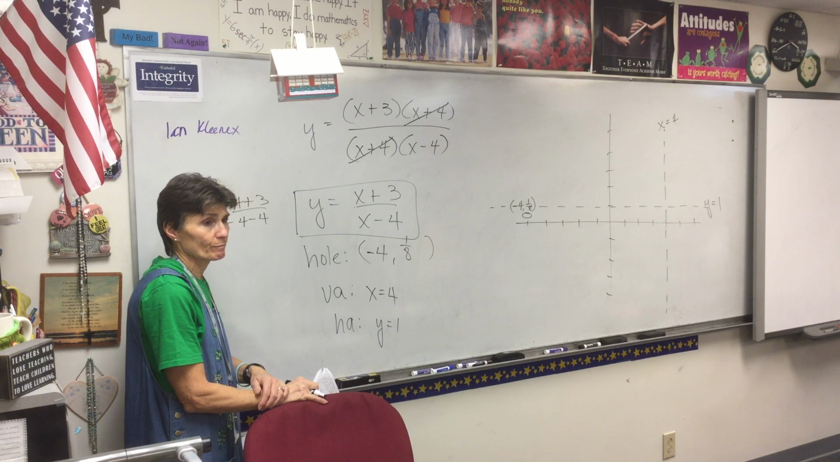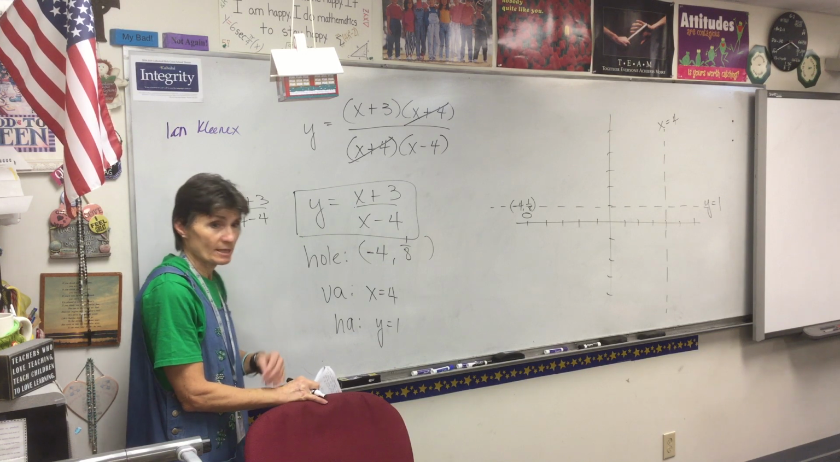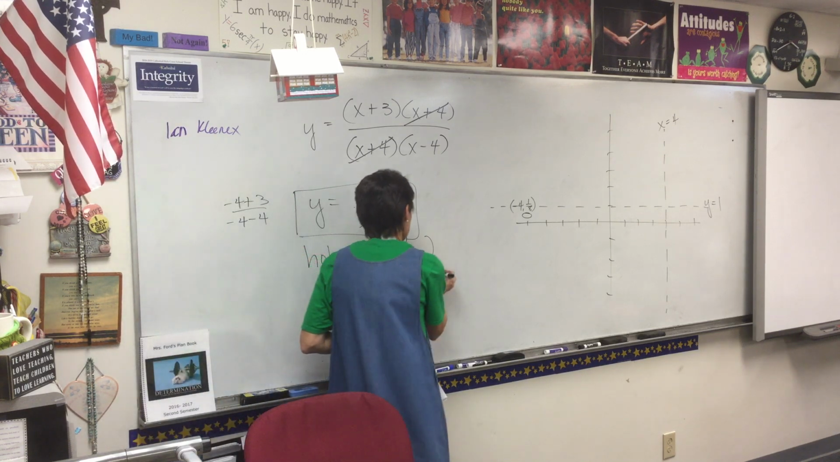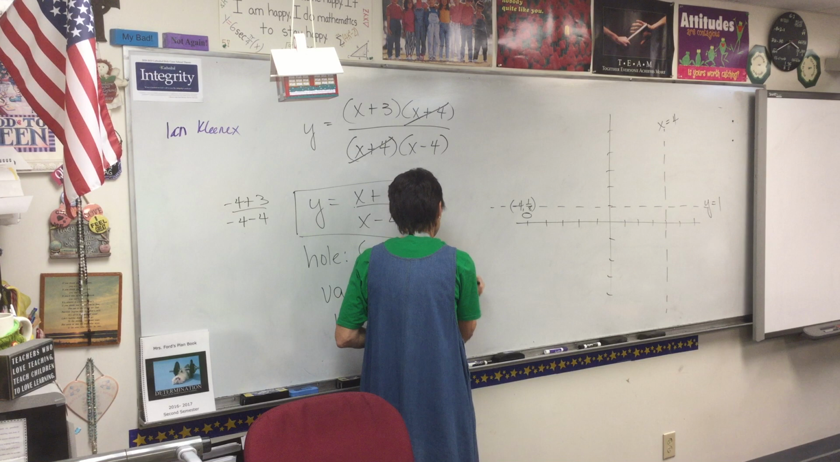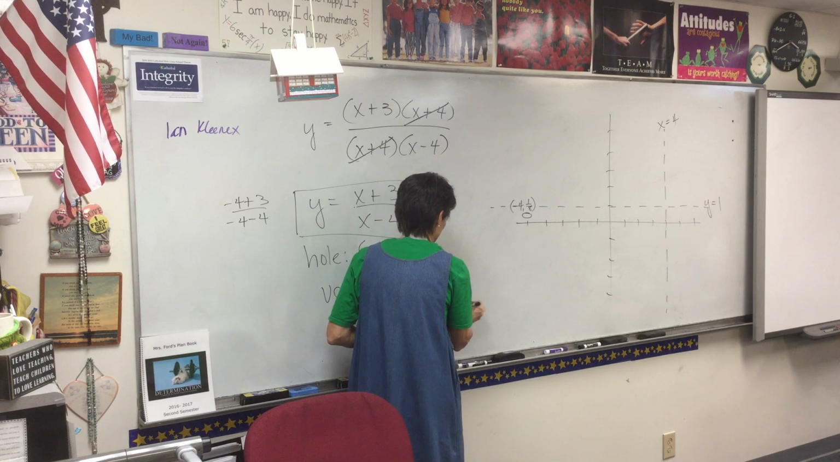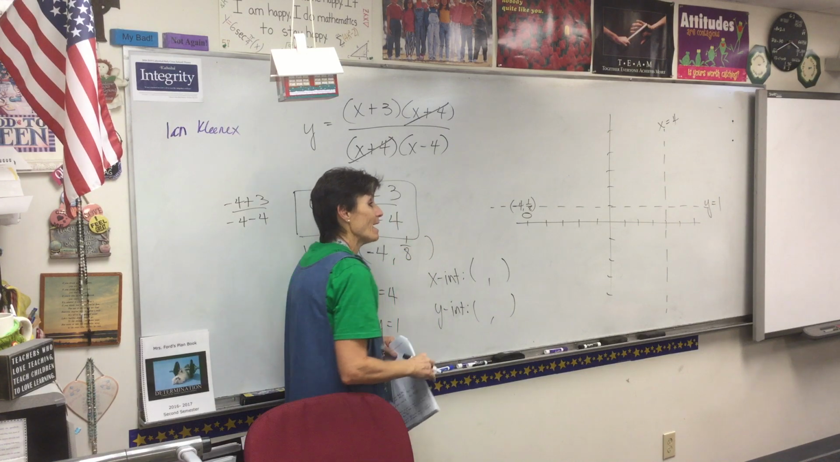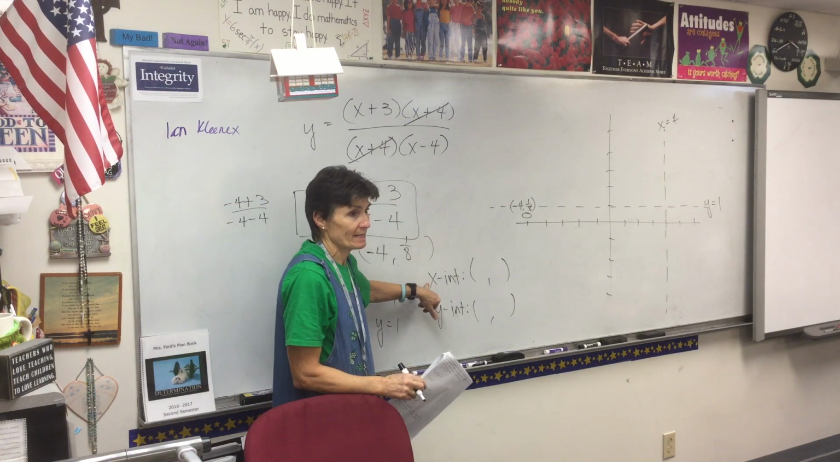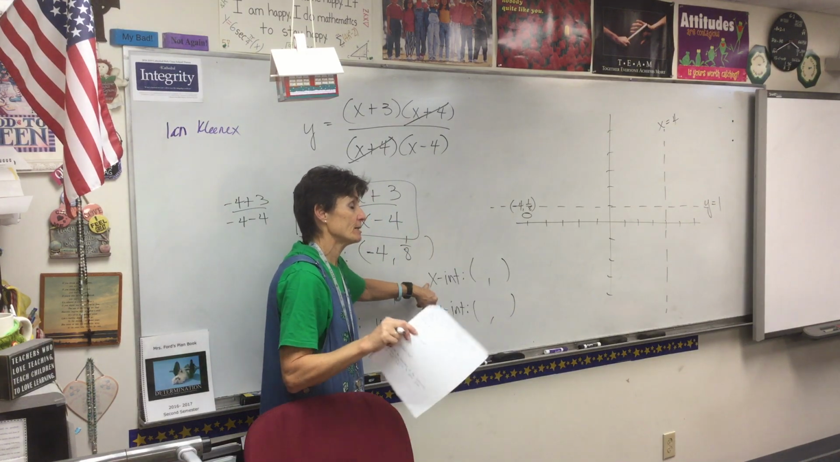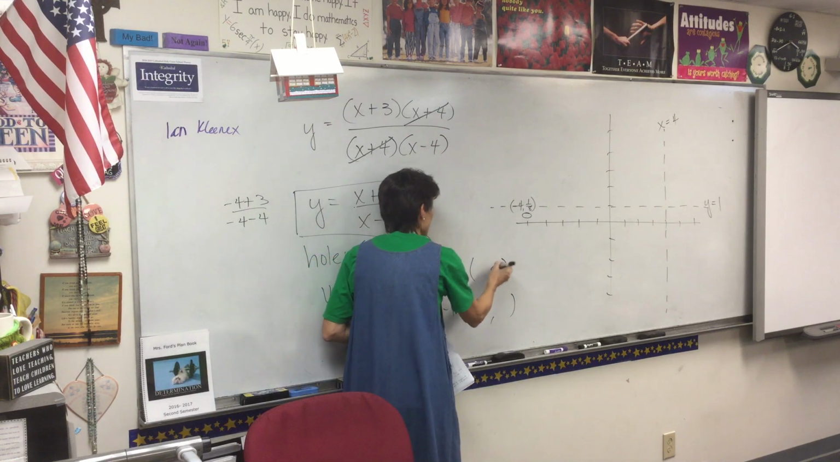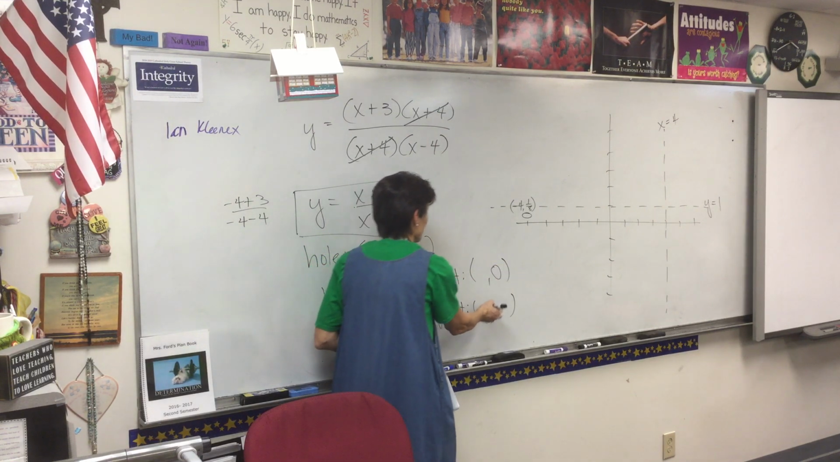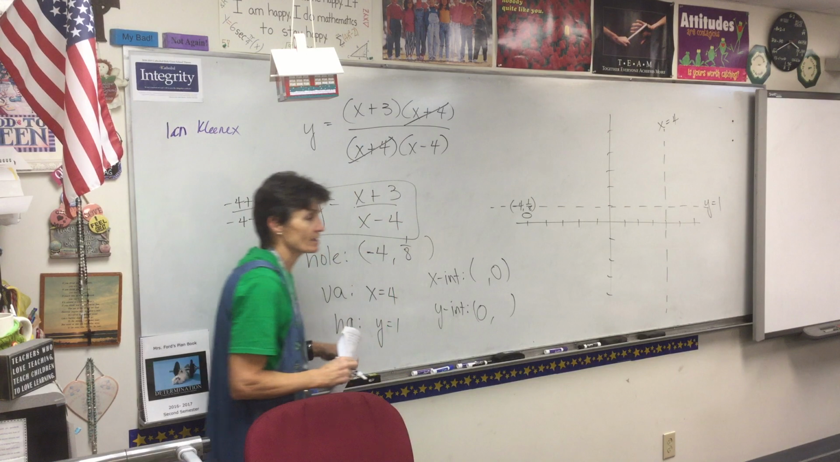Remember? Intercepts. We need all the intercepts. So the x-intercept and the y-intercept. Now remember, they are points. And whatever intercept you're finding, the other letter is 0. So y is 0 for the x-intercept and x is 0 for the y-intercept.